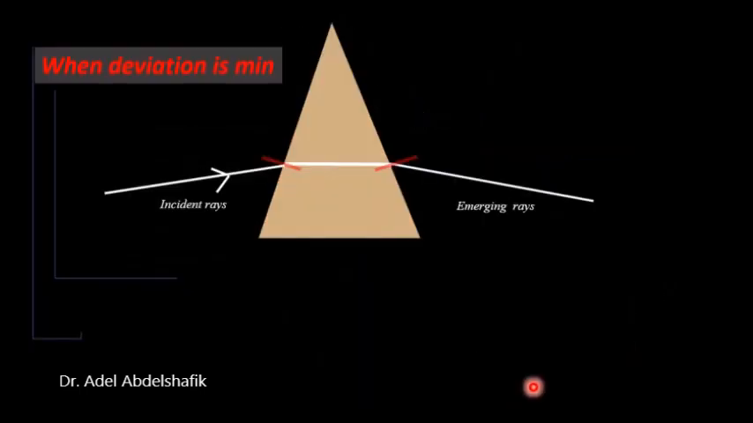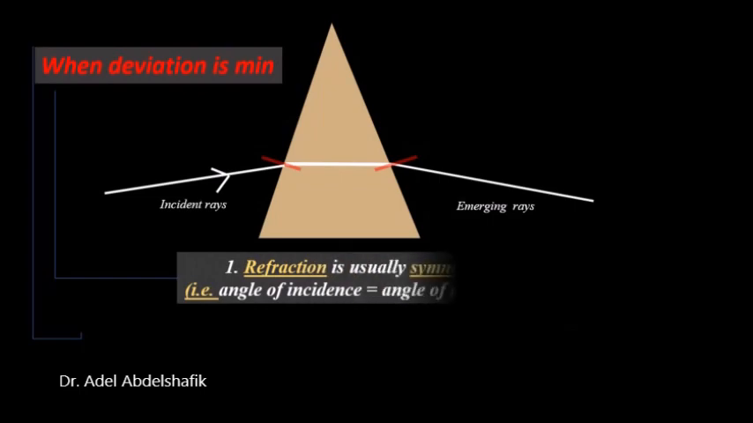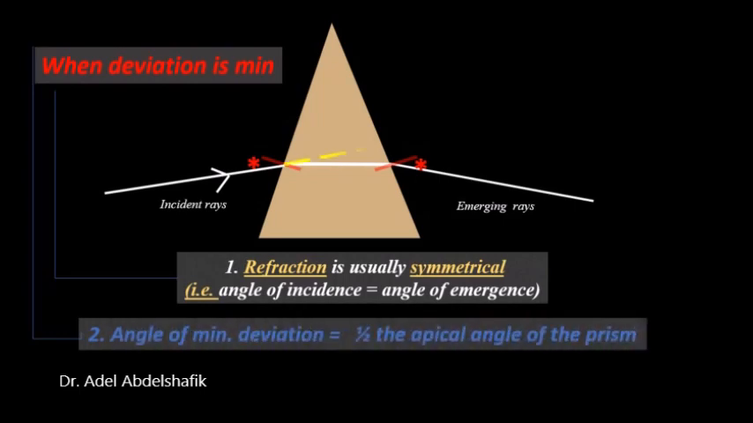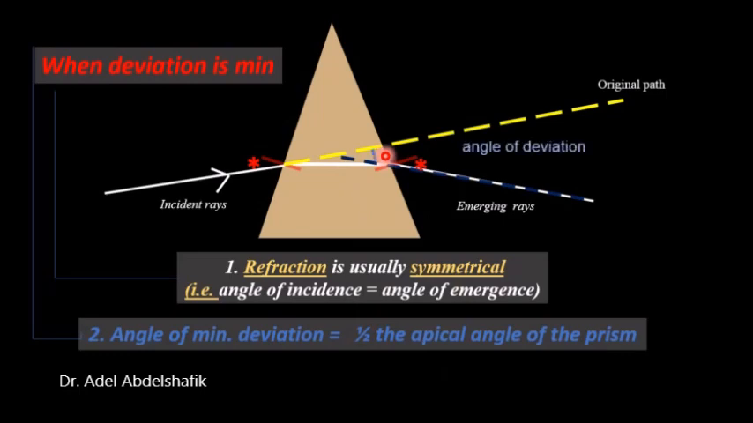When the deviation is minimal, two characteristic things appear. First, refraction is usually symmetrical. That's to say, the angle of incidence equals the angle of emergence. Second, the angle of deviation is half the apical angle. Here, the angle of deviation is half the apical angle.